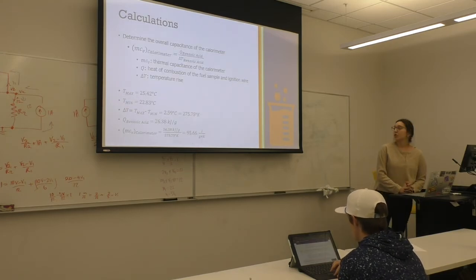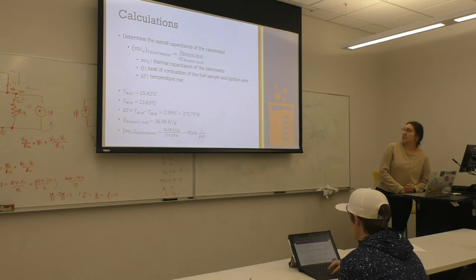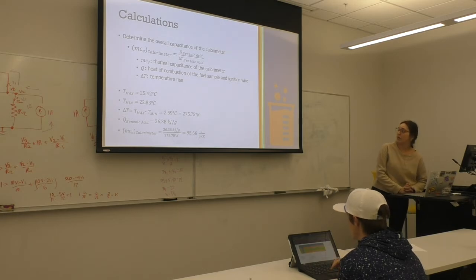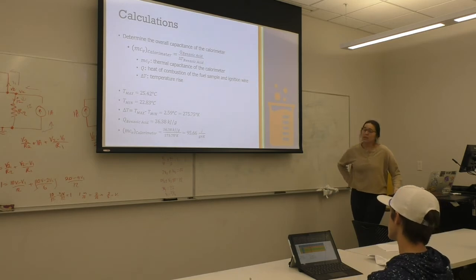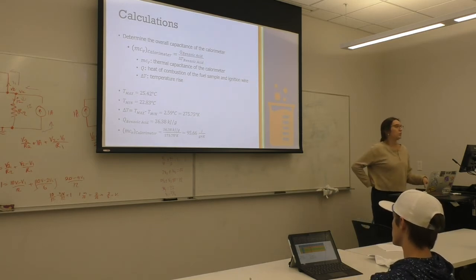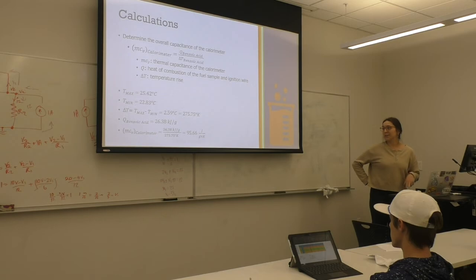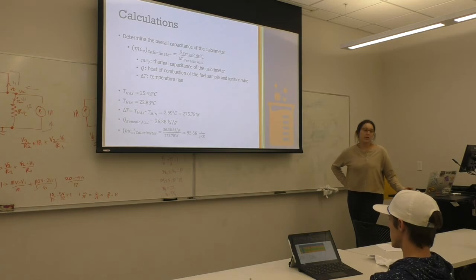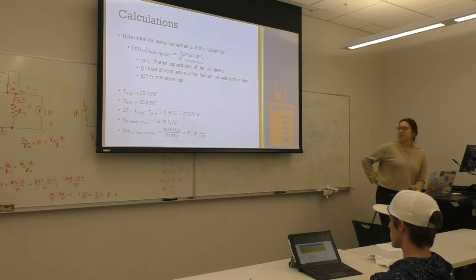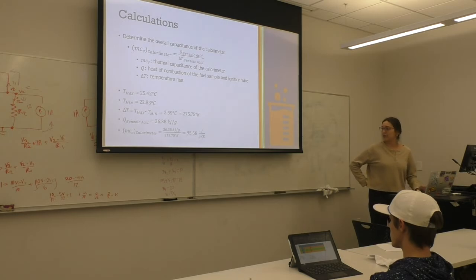So I needed to determine the overall thermal capacitance of the calorimeter. That equation at the top was given in the lab manual. And using the minimum and maximum tools in Excel, I was able to determine the temperature values and get the temperature difference. And I looked up the heat of combustion of benzoic acid, so that value was given to me. And then I was able to plug in those values and get the thermal capacitance at about 95.66 joules per gram per Kelvin.